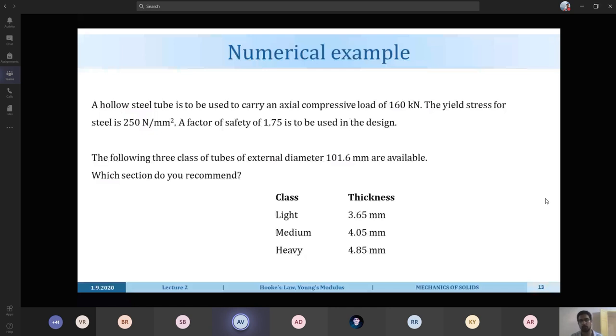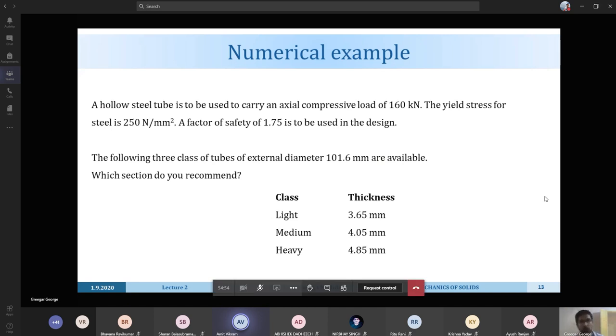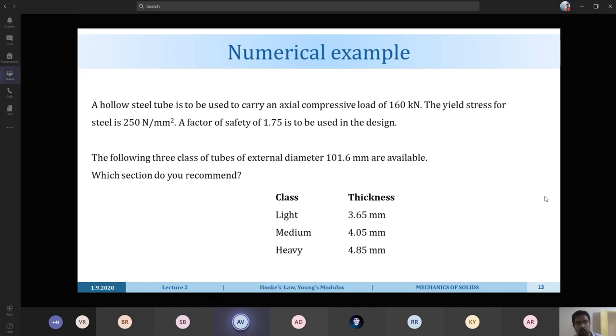Sir, what I thought before solving this question is that they are asking for a tube which has to carry a maximum load of 160 kilonewton, and that should have a factor of safety of 1.75. So I thought of designing a steel tube having factor of safety 1.75 and a working load of maximum up to 160 kilonewton. So according to that, I calculated the ultimate load, which came out to be 1.75 times the 160 kilonewton. Yes, sir. That is also possible.